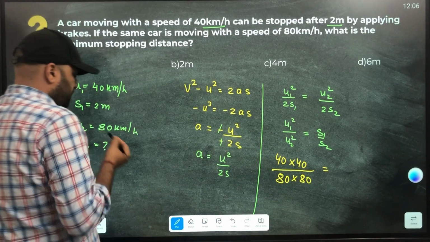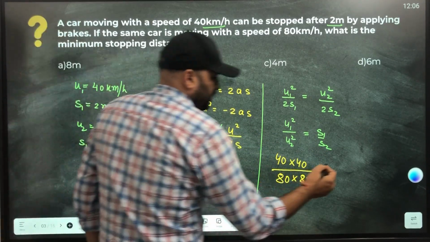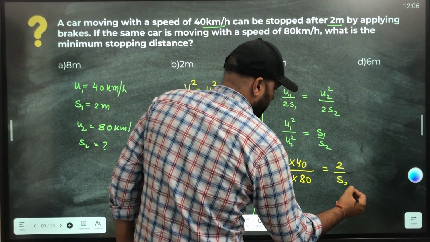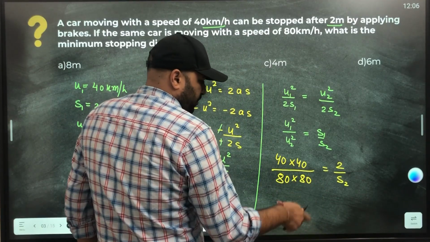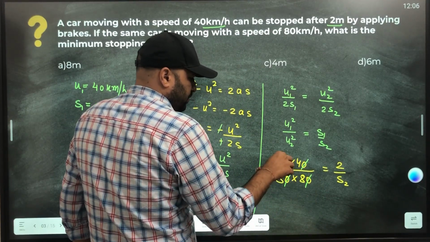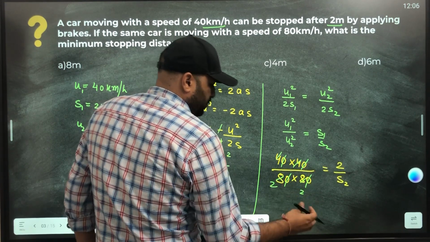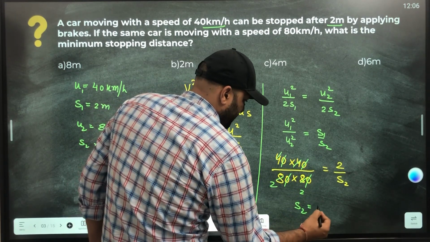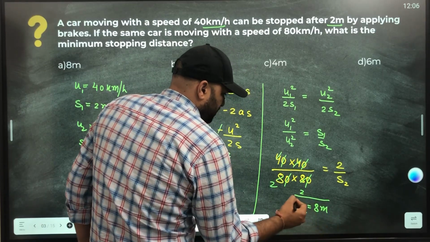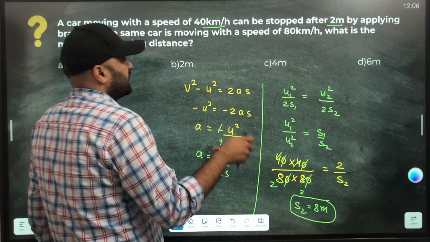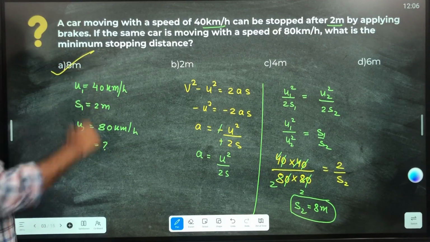S1, the stopping distance for the first one, is 2 meters. S2 we have to figure out. So let's simplify this further. Before that, let me cancel this with this, this with this. 4 ones are 4, and 2 fours are 8, and that goes that side. So S2 will be equal to 8 meters. That's our stopping distance for the second case. So S2 is 8 meters. Is there any option? Yes, option A is correct.